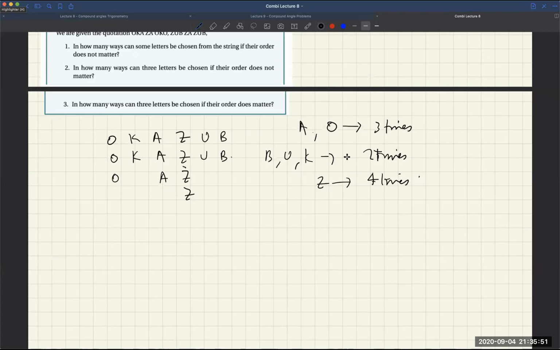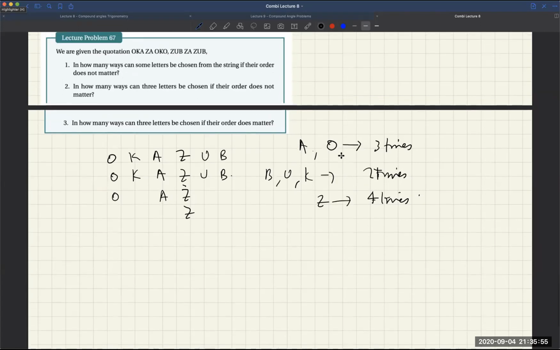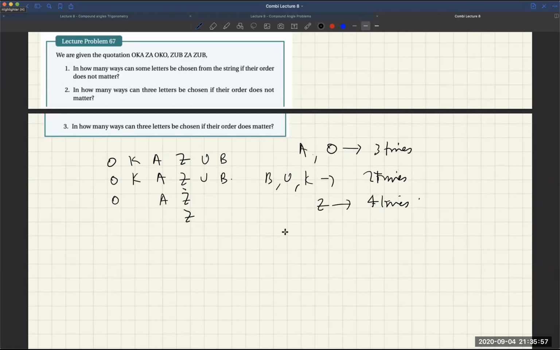In how many ways can some letters be chosen from the string if their order does not matter? Okay. So maybe we may make a one-letter word, or 2 or 3 or 4 and so on. How many ways can some letters be chosen, they are saying. So how do we go about this formation? Anybody has any idea? How can we make that?